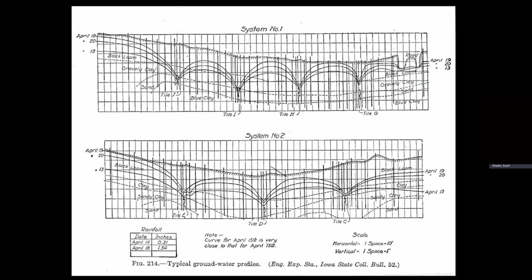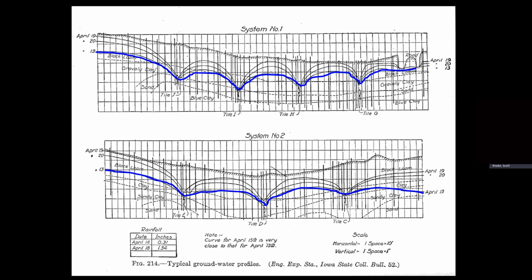And if you don't believe me, this is a chart that I took out of a book from 1911 from Iowa State University. The scale here is, each of these blocks is 10 feet, and this is 1 foot. So this is ground surface, and there's a whole series of observation wells put in on these two systems, these transects. On April 13th, when they measured, the blue line shows what the water level was at these different parts.